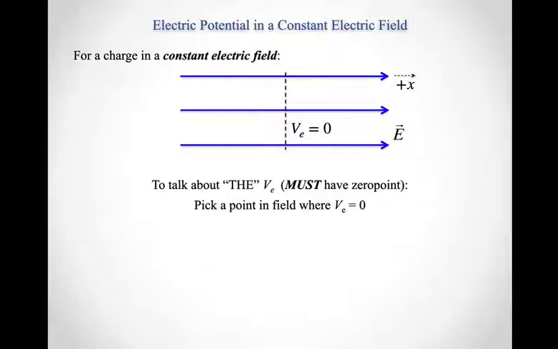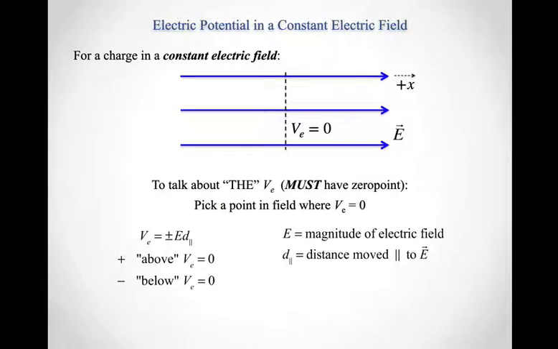And then if I want to talk about the electric potential at some other point in that field, I need to take care of a plus or minus magnitude of the electric field times what's this distance that I'm moving parallel to the electric field to go from the zero line to wherever my new point in space is. And again, we can frame this like we did gravitationally with above or below, but the nice thing here is this is pretty easy. We need the plus sign when we move against the electric field.